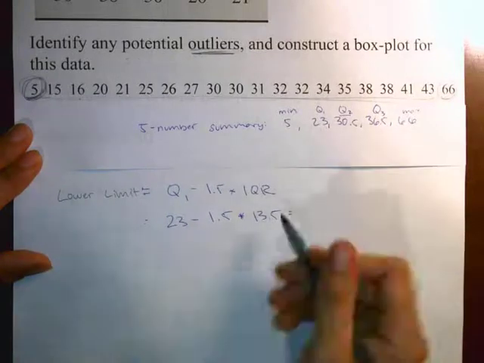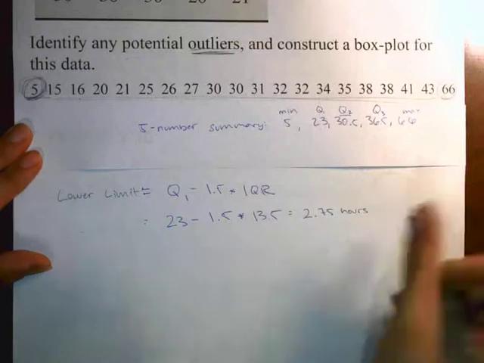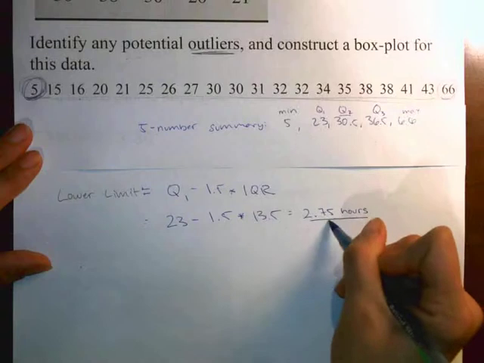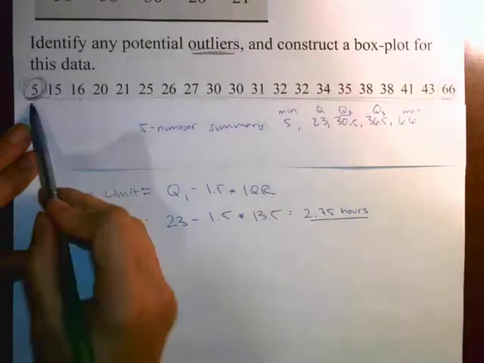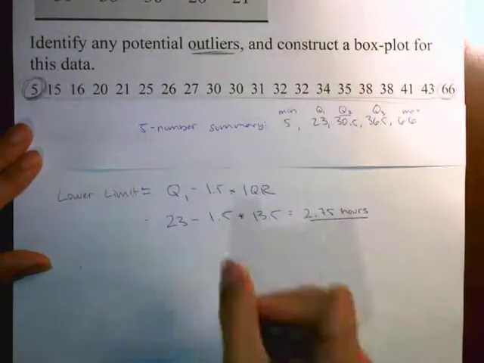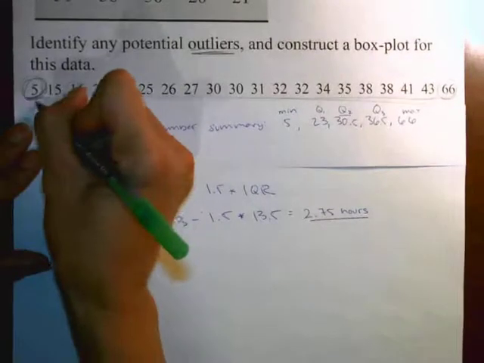And if I do that multiplication and subtract, I get 2.75 hours. So anyone who watches less TV than 2.75 hours is something we're going to identify as an outlier. This 5, by that definition, does not count as an outlier. So 5 hours is not an outlier. We're not going to include it as an outlier.